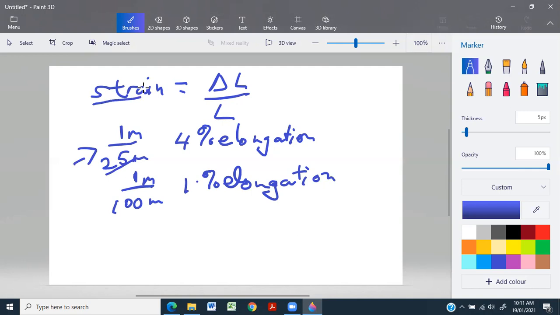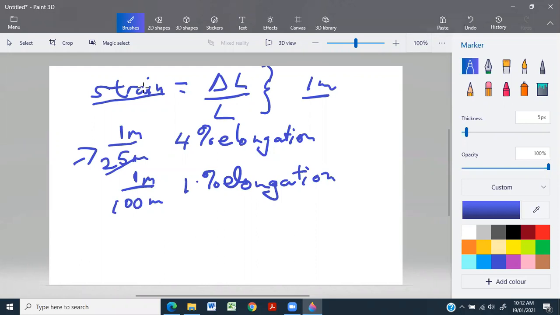So instead of just saying it elongated 1 meter, what does that mean in terms of the material, right? What percentage of that material is being stretched? So it would vary from a 25-meter span of wire to a 100-meter span of wire. Right? So this is why we come up with this formula. It helps us quantify what that elongation means.